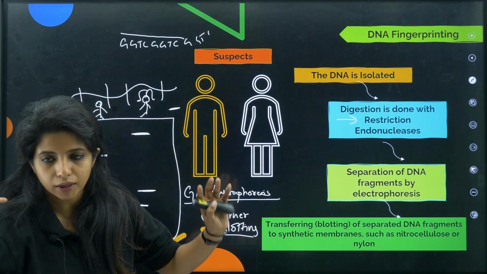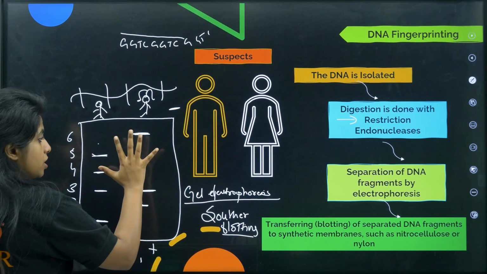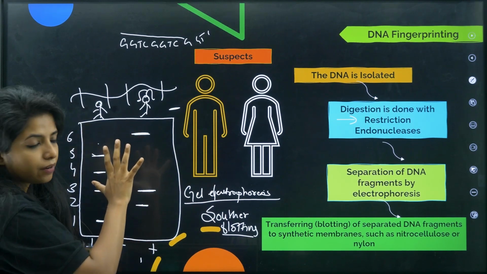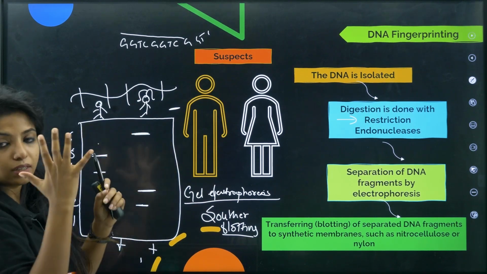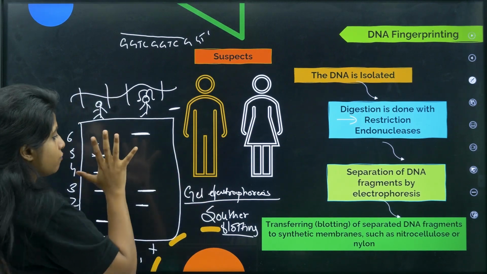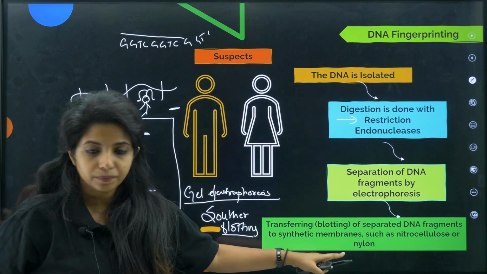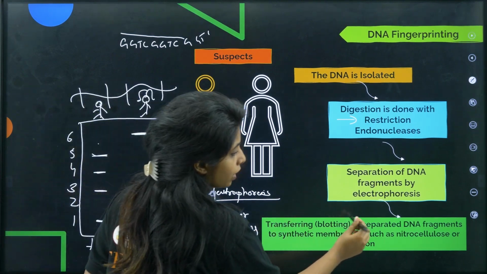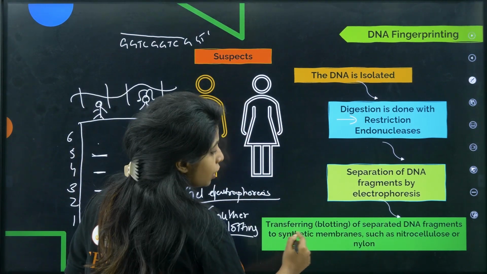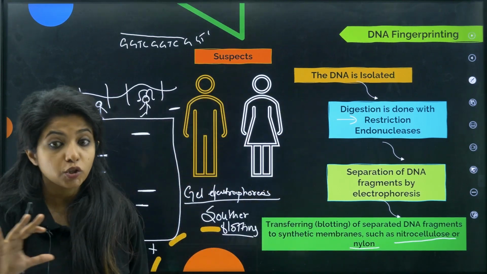So let's think of blotting. What is happening? Basically, we are putting a nitrocellulose sheet or nylon sheet over it and transferring whatever content is there. The DNA, whichever is there, is being transferred onto this particular sheet which I have just put. What is this sheet, children? This is a nitrocellulose sheet or nylon sheet. So, the transfer of separated DNA fragments to synthetic membranes such as nitrocellulose or nylon. Now that is also done.